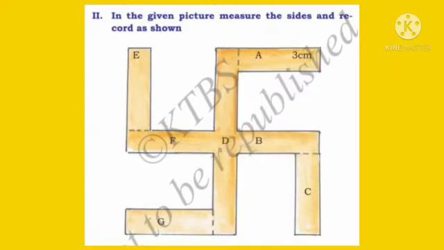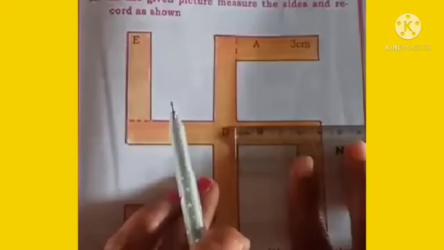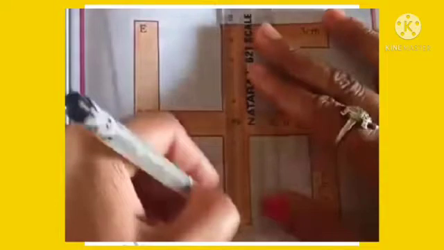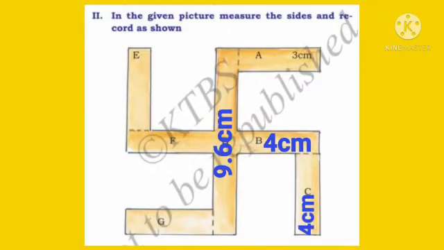First, let us measure a side of swastika. Keep 0 marking on the scale to one end and we can see the side ends at 3 cm. So the length of side A is 3 cm. Similarly, we can see that the length of B side is 4 cm. The length of C side is 4 cm. The length of D is 9.6 cm.